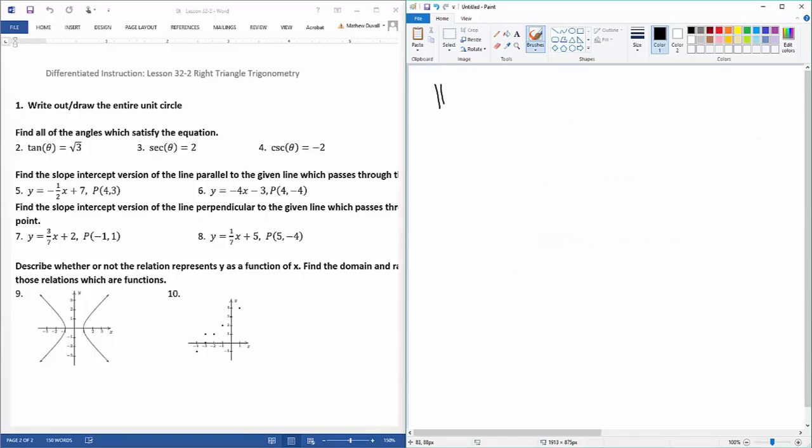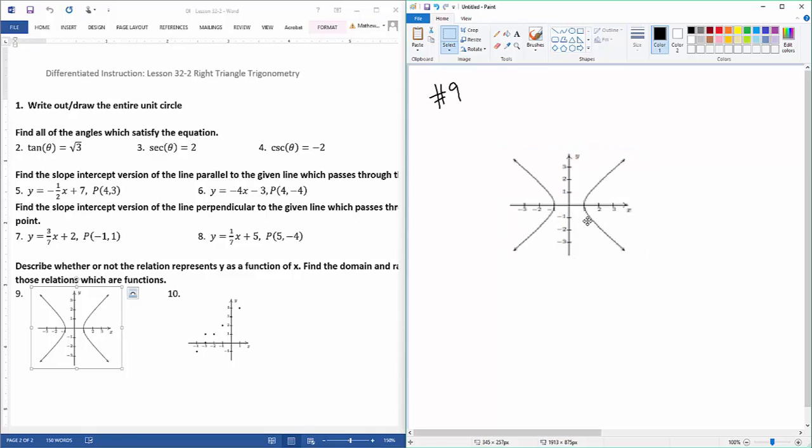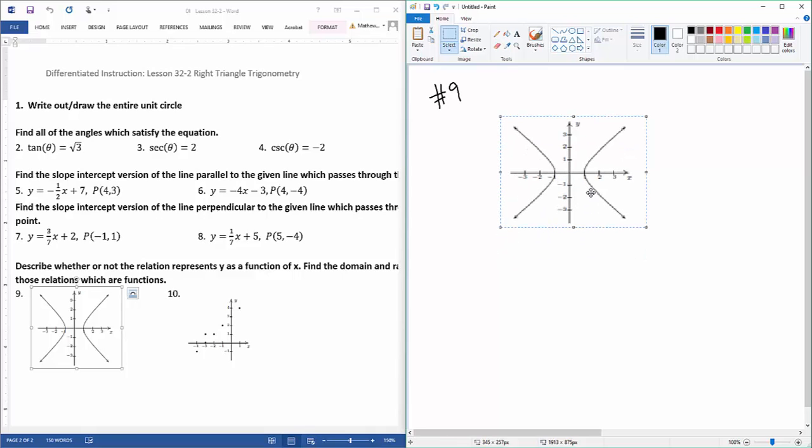For number 9, let's see if this will work. Yeah. So looking at this shape here, this is describe whether or not the relation represents y as a function of x. Okay, well, it's not a function because it fails the vertical line test, so it's not a function.